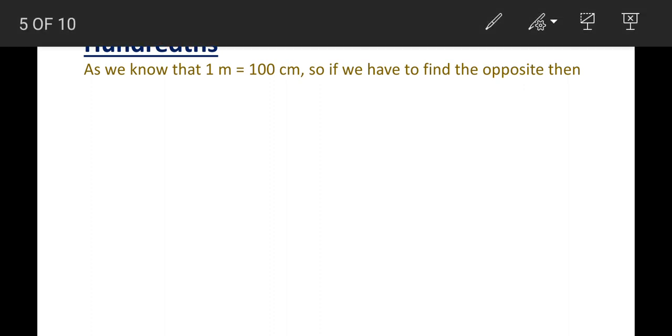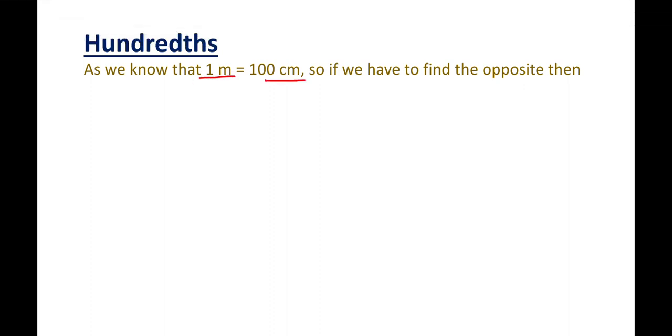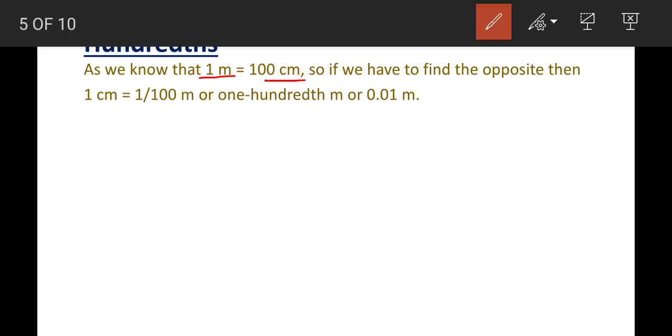Similarly, as you know that 1 meter equals 100 centimeters. If we have to write the opposite of this one, then we have to write the centimeter in meters. So it is 1 by 100 meter. Okay, 1 centimeter equals 1 by 100 meter. So how to read this one? It is 1 by 100th.